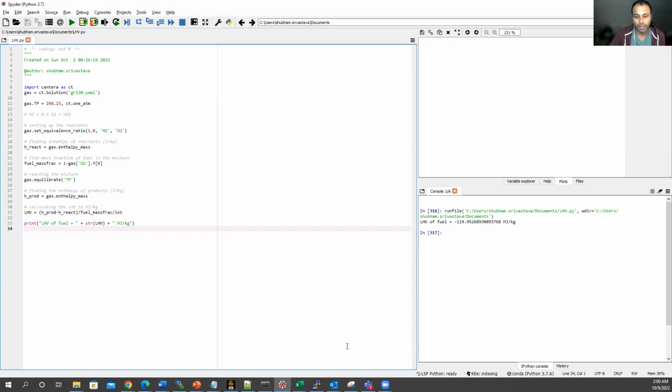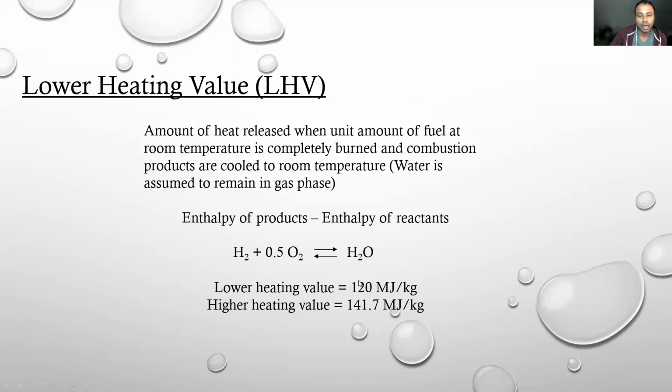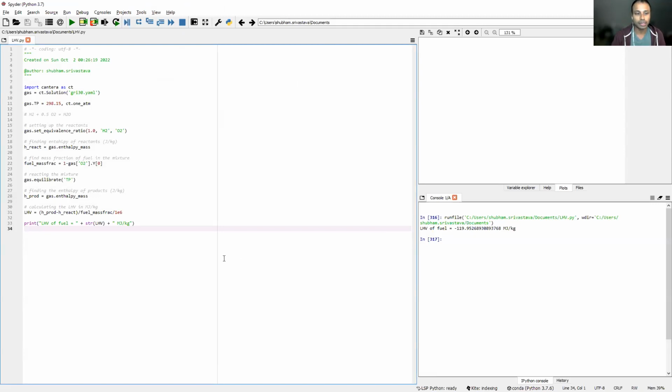If we go back to the presentation, it says it is 120 megajoules per kg. There's no minus sign. So what happened here was that we are supposed to put a negative sign, and this is important. Let's go back one second. Product minus reactant, that is what we've done here. Whenever combustion takes place, the enthalpy of the products is always lower than the enthalpy of reactants, and that is why the spontaneous reaction takes place. So when we've subtracted this, the enthalpy of reactants is higher, the enthalpy of products is lower, and so we have a negative sign. Instead of that, we'll just put a negative sign here.